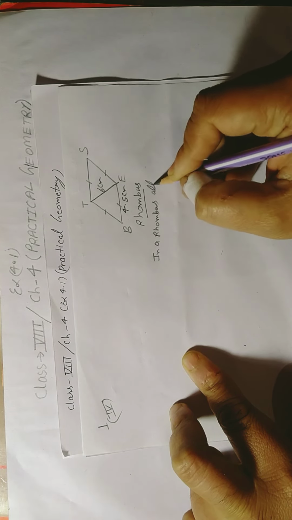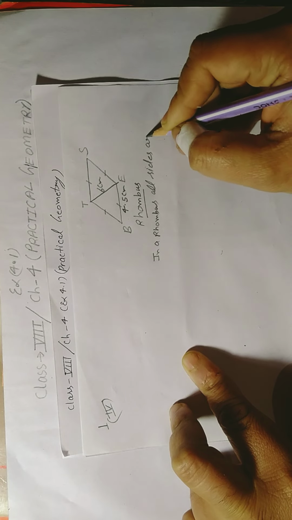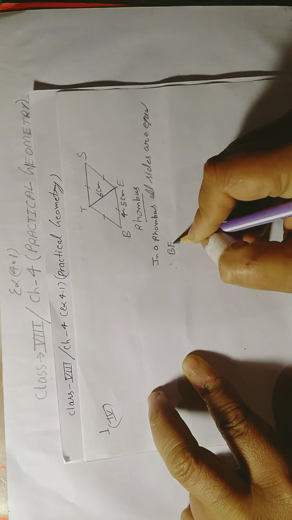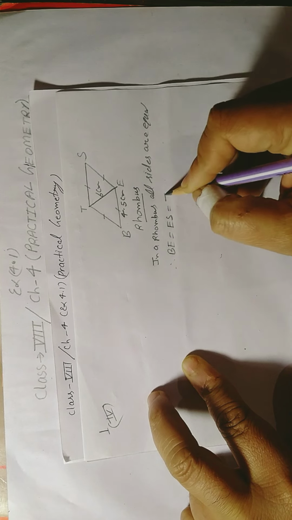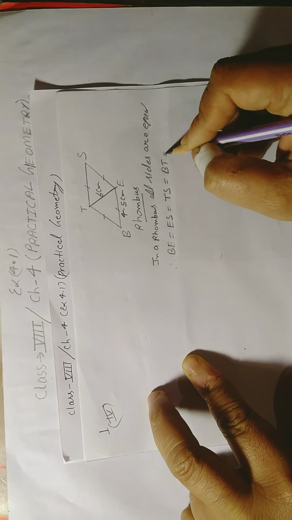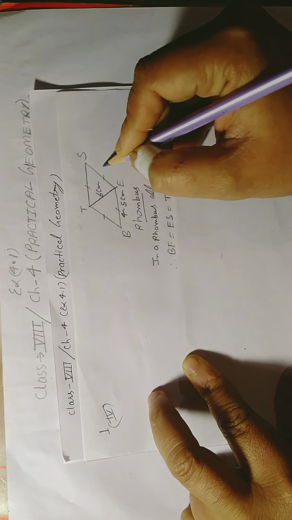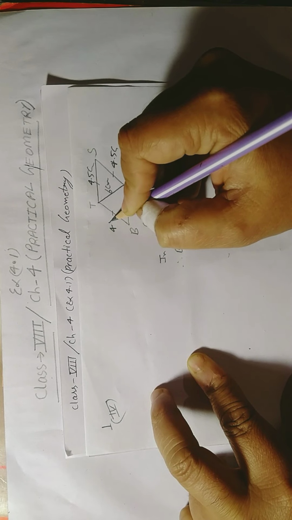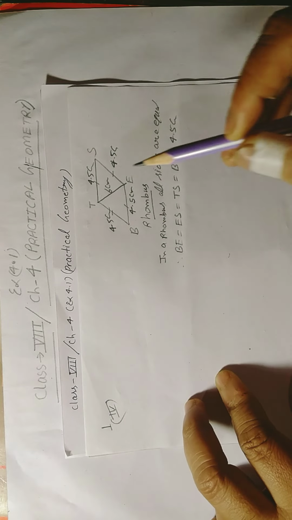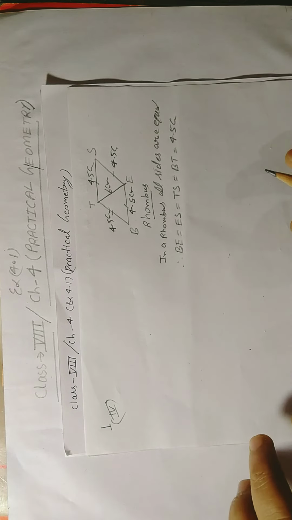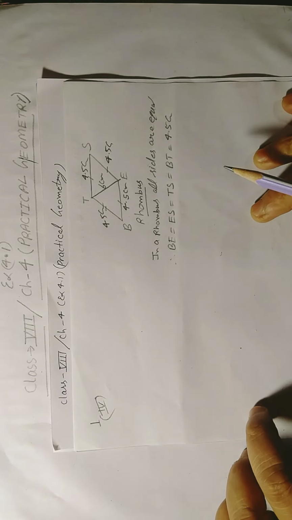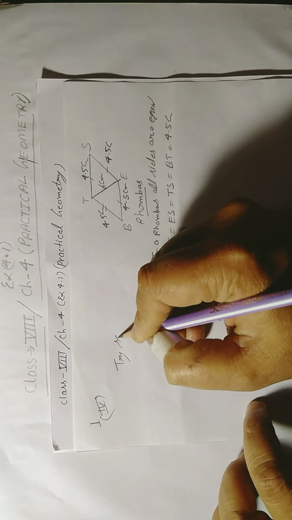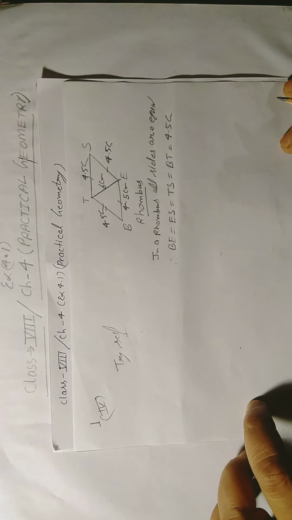In a rhombus all sides are equal. It means BE, ES, TS and BT each have a value of 4.5 centimeter. So it means the construction of the quadrilateral or parallelogram BEST can be done like the first, second or third part. So try this yourself also, and if you have any problem you can discuss with me.